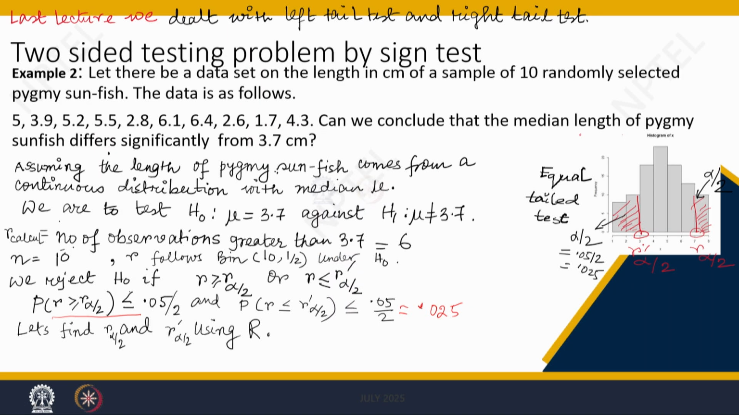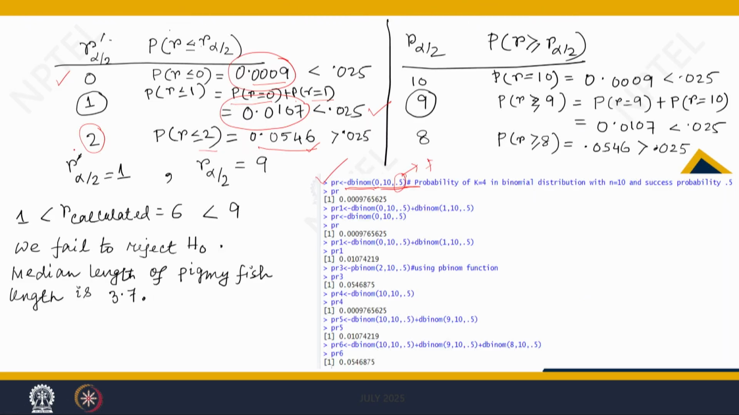So when it is greater than 0.025, that means this point is falling inside the acceptance region. So this is the acceptance region, okay, and these two tails are denoting the rejection region. So we cannot take 2 in my rejection region, to be more specific, in my left tail rejection region.